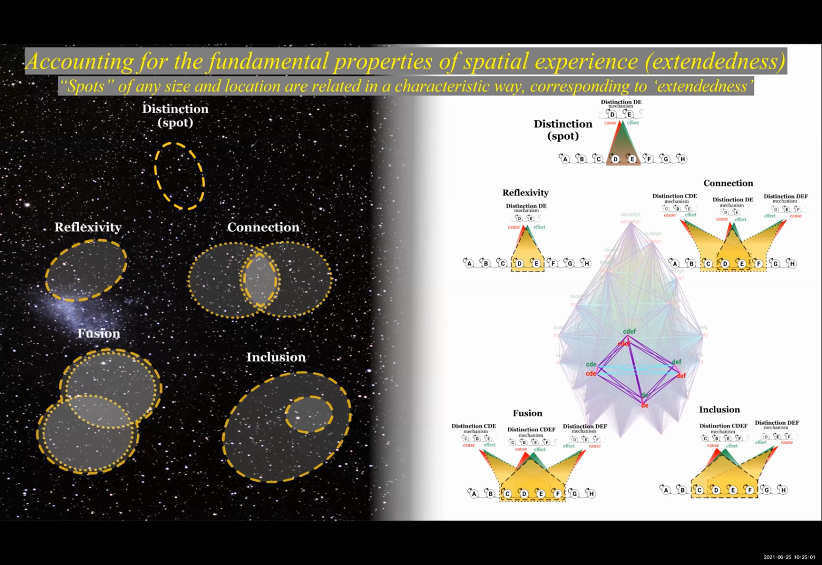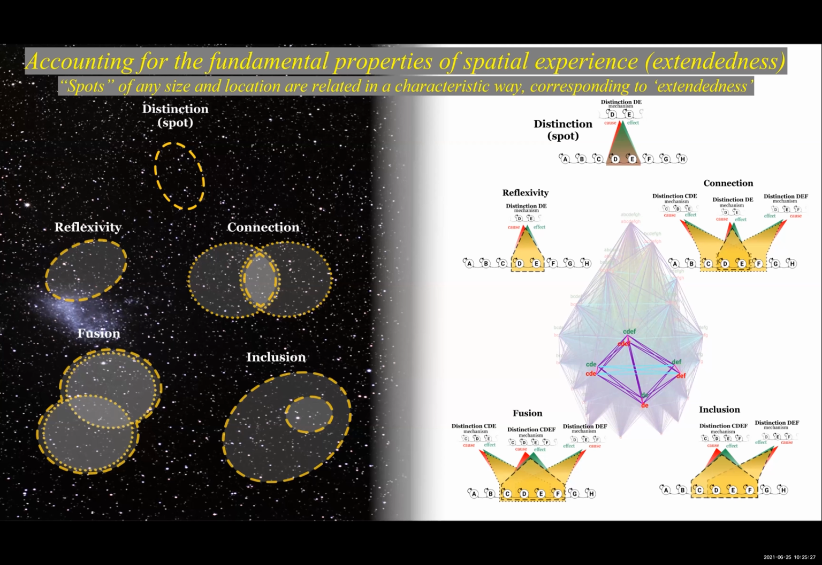Reflexivity: every spot points to itself. Connection: every spot can have some other spot partially overlapping with it. That's a relation. Fusion: for two connected spots, you can always find some spot which is the fusion of the two. And finally, for any spot, you can always find a spot that includes it or is included by it. These are really fundamental properties of spatial experience. I'll be happy to discuss that at some other level.